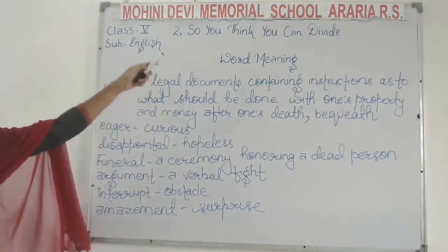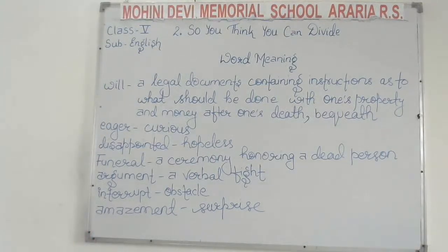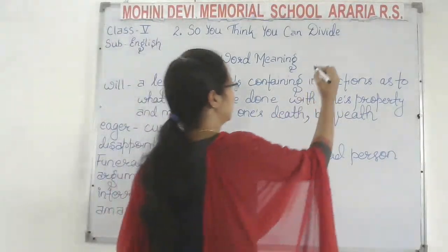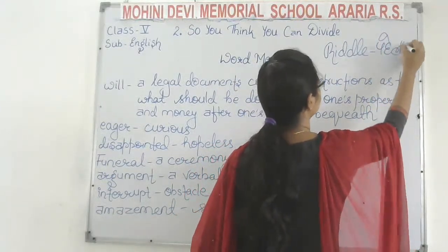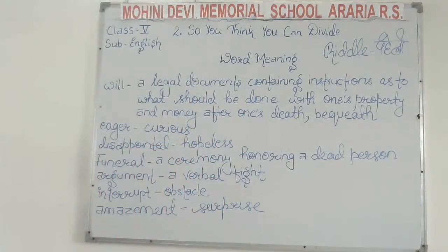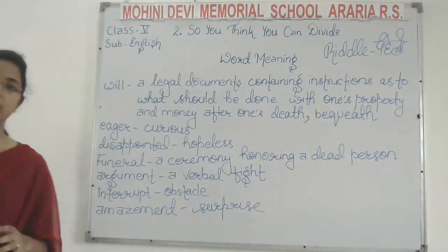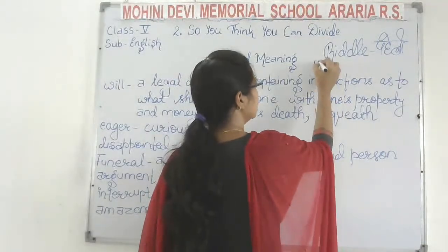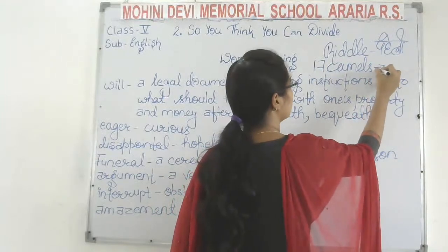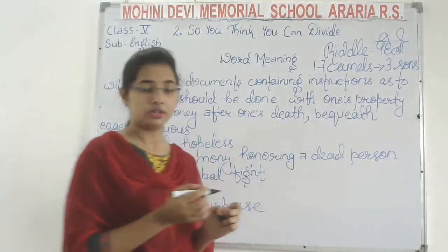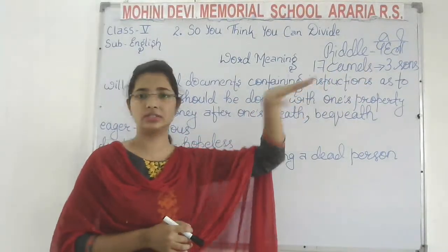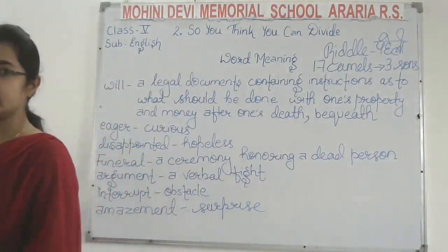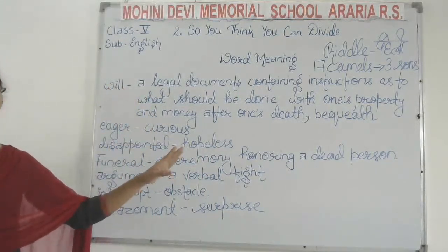This is the story. So You Think You Can Divide is a nice story, and also it is a riddle. Riddle means puzzle. And the riddle is, divide 70 camels among 3 sons. I know you are confused about how we can divide 70 camels among 3 sons equally. But in the story, we learn the solution of this riddle.